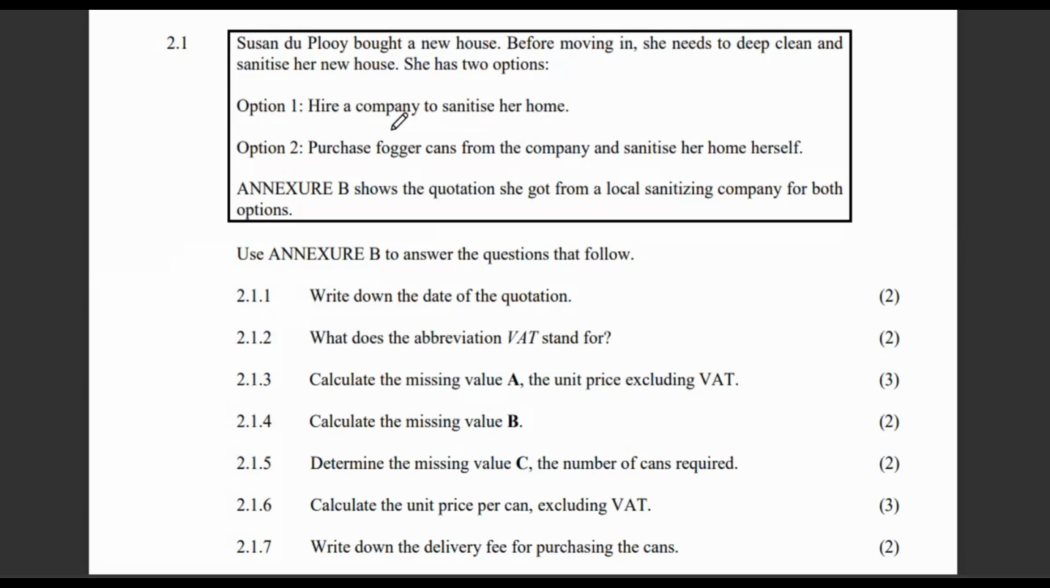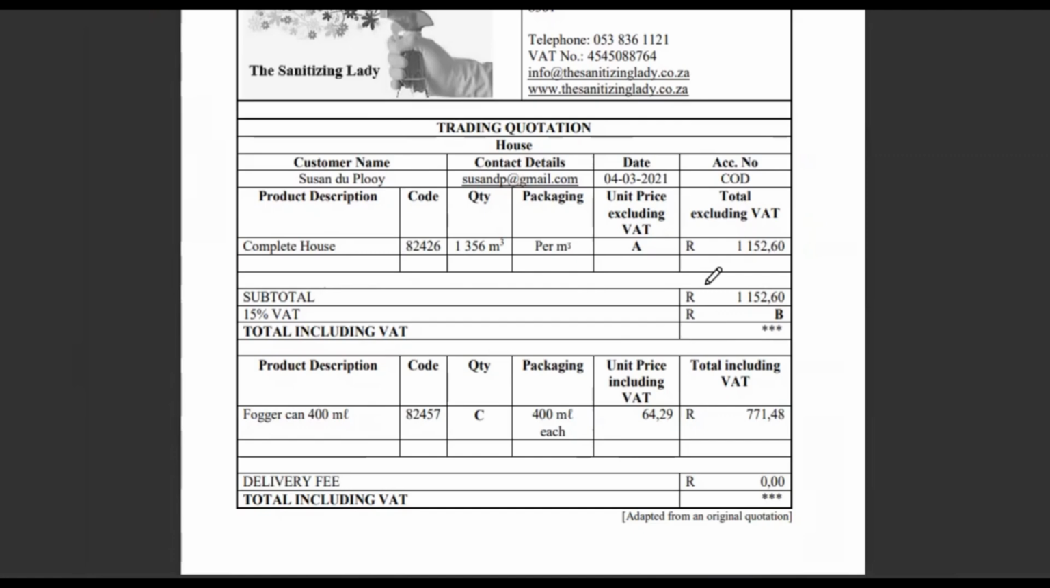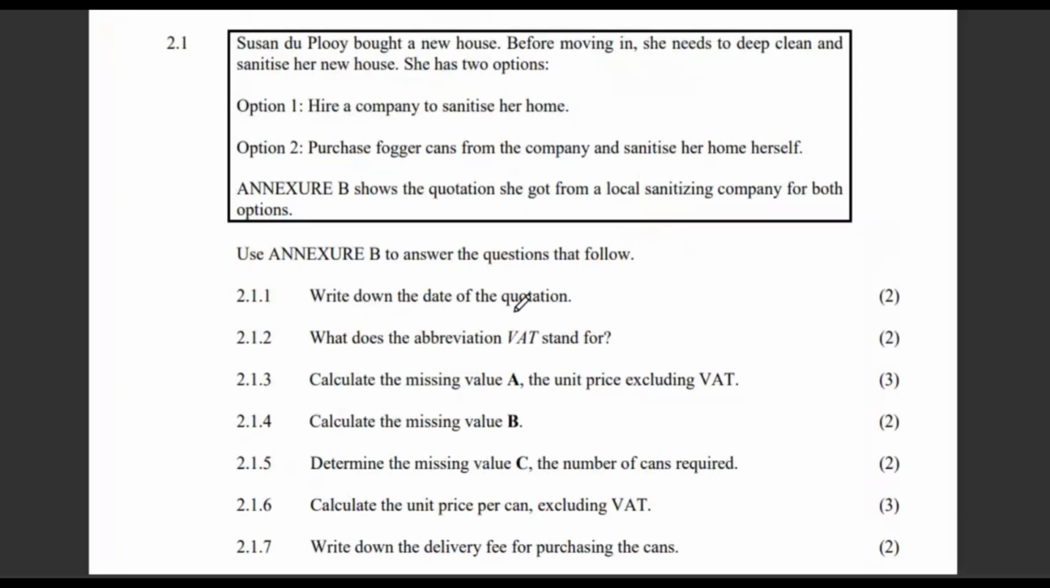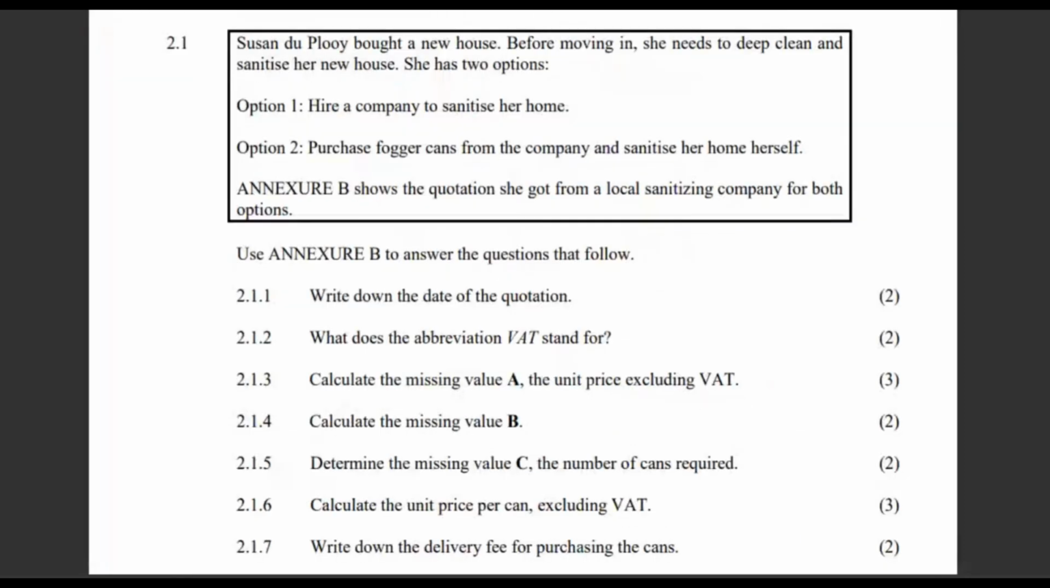And next, Annexure B shows the quotation she got from the local sanitizing company for both. Let's look at Annexure B. This is finance, by the way. Write down the date of the quotation. The date of the quotation was the 4th of March 2021.